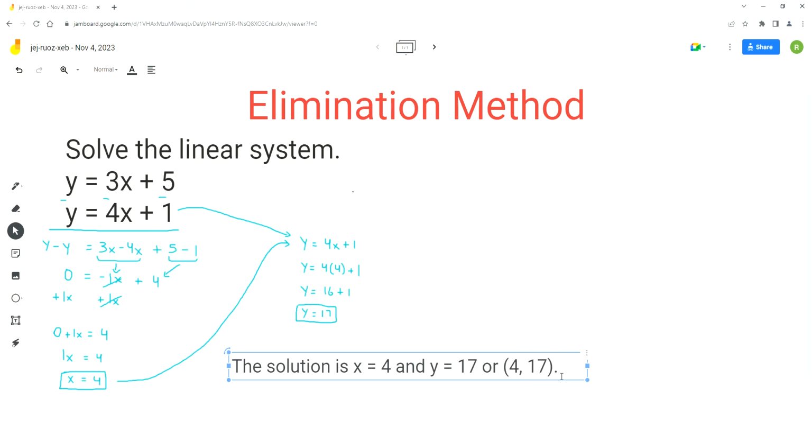These are the two ways to present your answer, depending on how the problem wants you to state your final answer. I hope you'll find this video useful for using the elimination method to solve a linear system like this one.